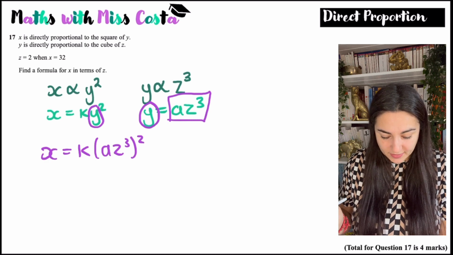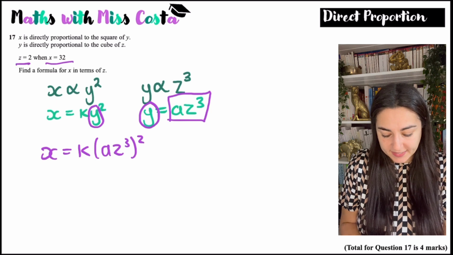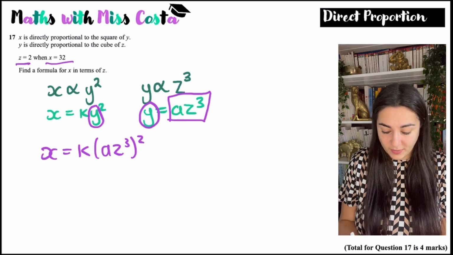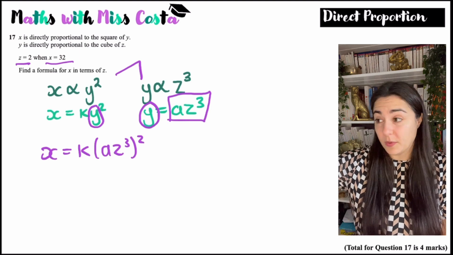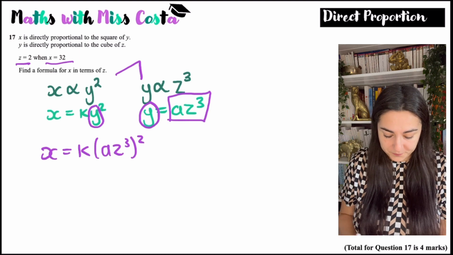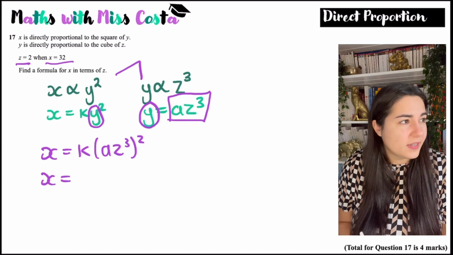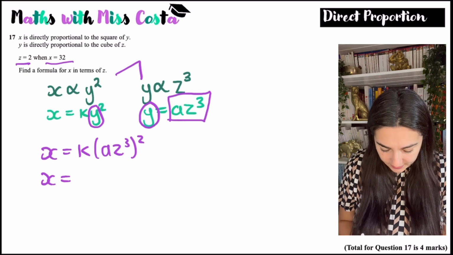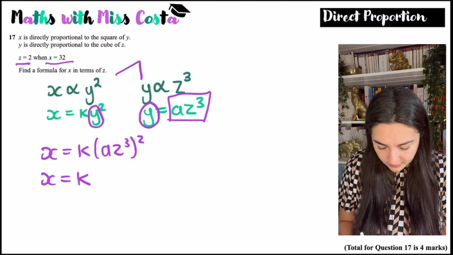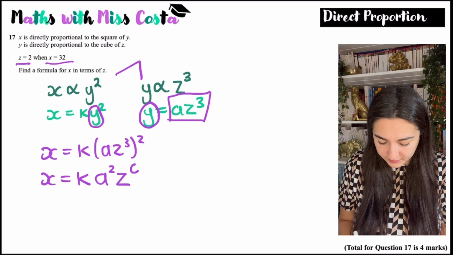So first of all, what we might want to do, and the reason I'm putting them together is because I know that z is 2 when x is 32. Well, they're two separate equations, so I'm going to have to figure out how to combine them. The way to combine them is substituting part of one, well, the whole of one into part of the other. Okay, so x would be, should I expand it all first? Yeah, so k a squared, and then z to the power of 6.